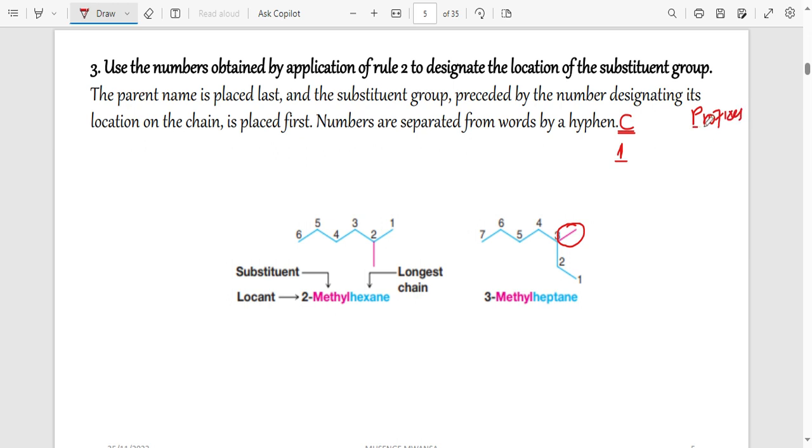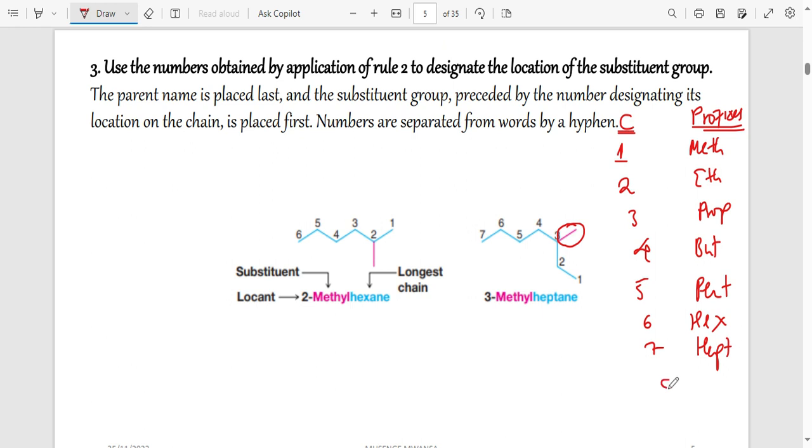Now, you people don't like answering, so I'll not be asking you, I'll just be talking. Carbon 1, if a compound has got only one carbon, that is meth. 2 carbons, that is eth. 3 carbons, that is prop. 4 carbons, that is but. 5 is pent. 6 is hex. 7 is hept. 8 is oct, 9 is non, and 10 carbons is dec. So this is what you need to know.